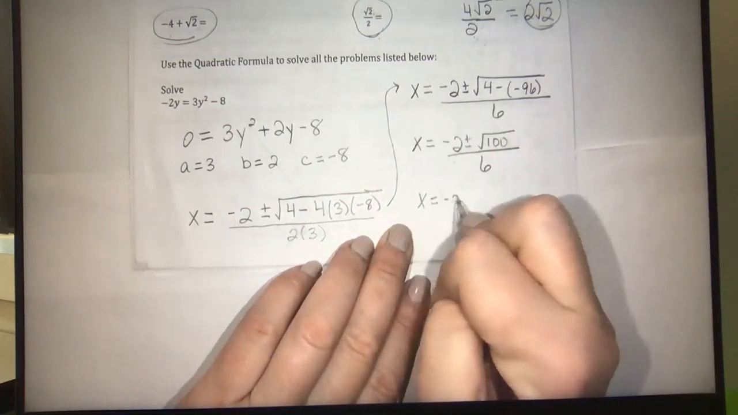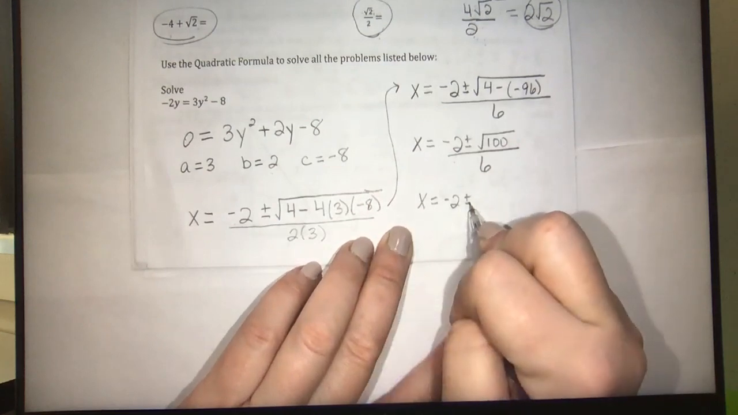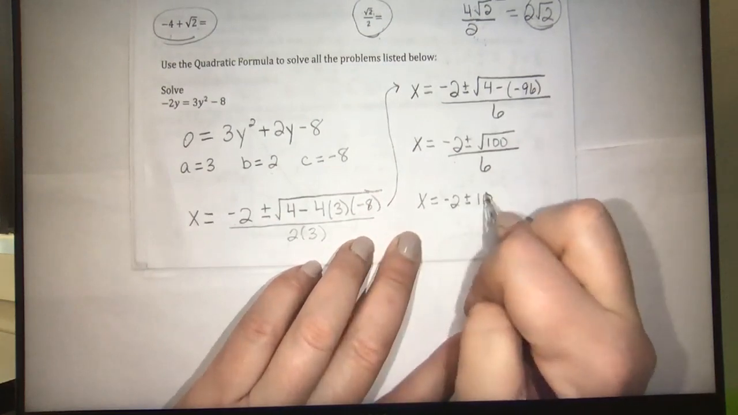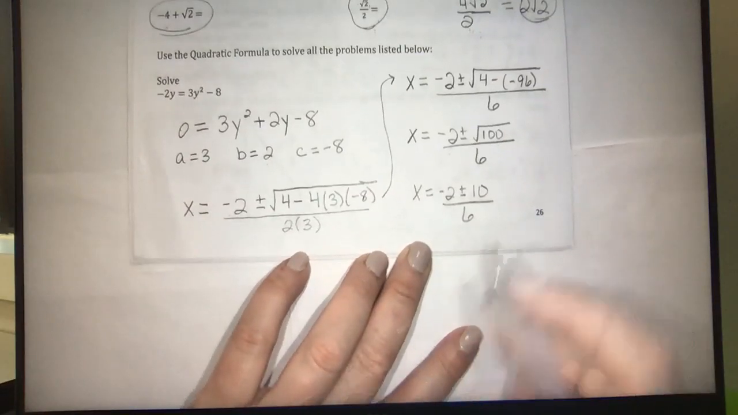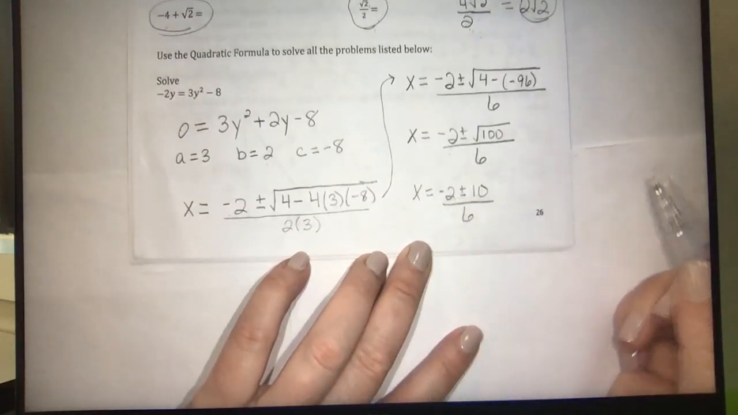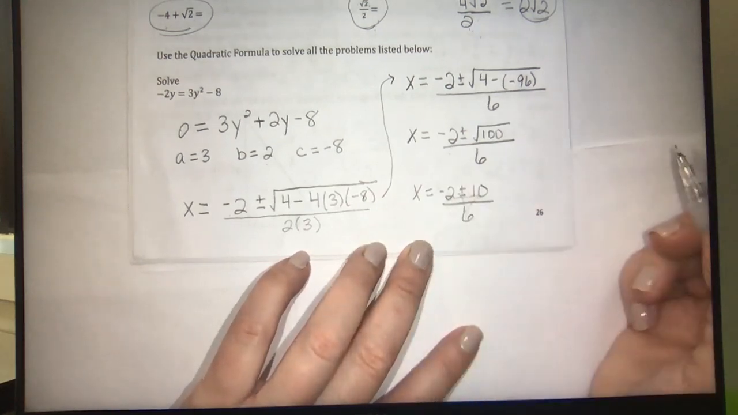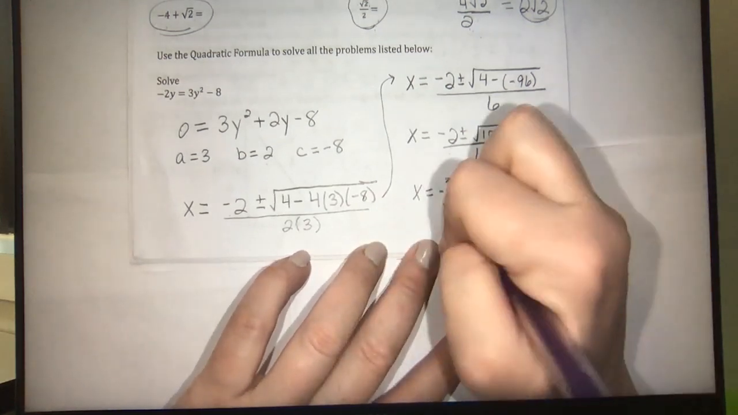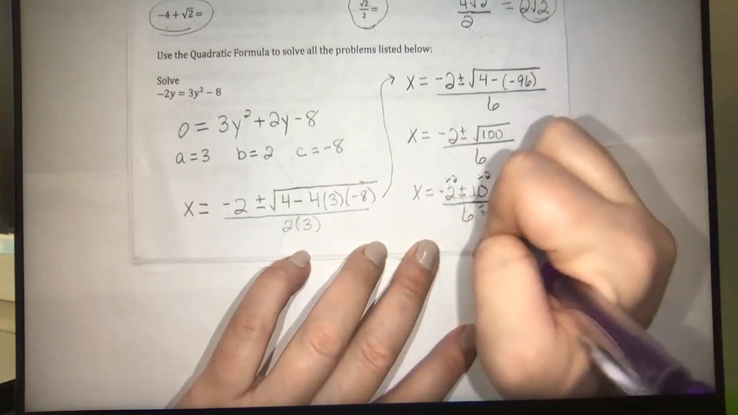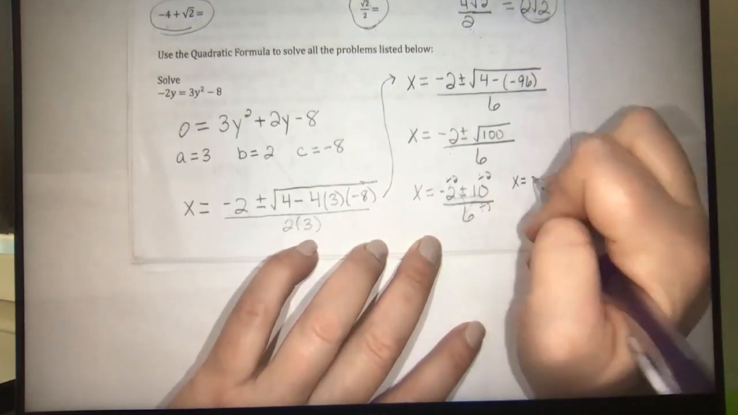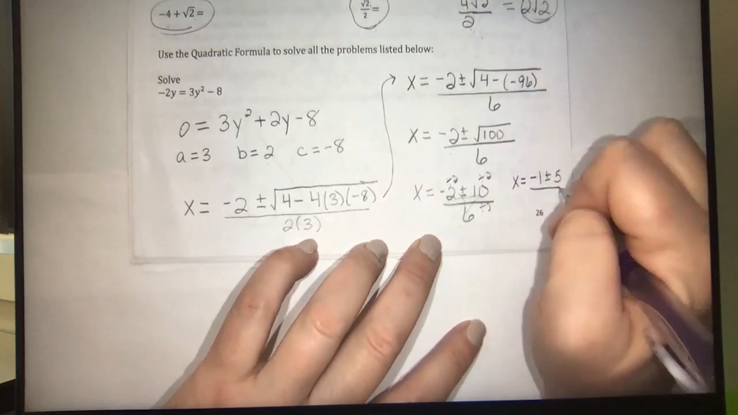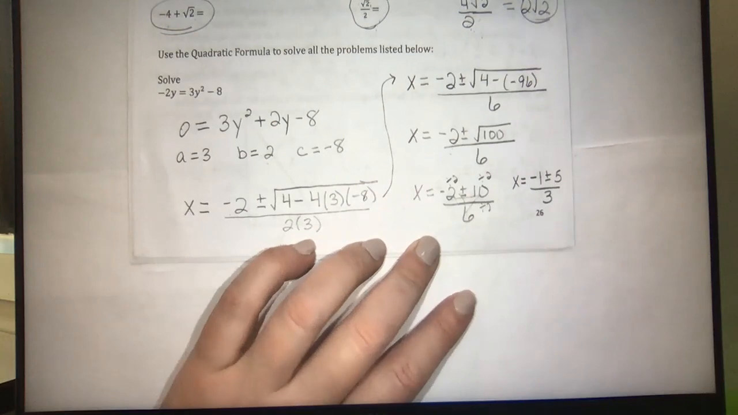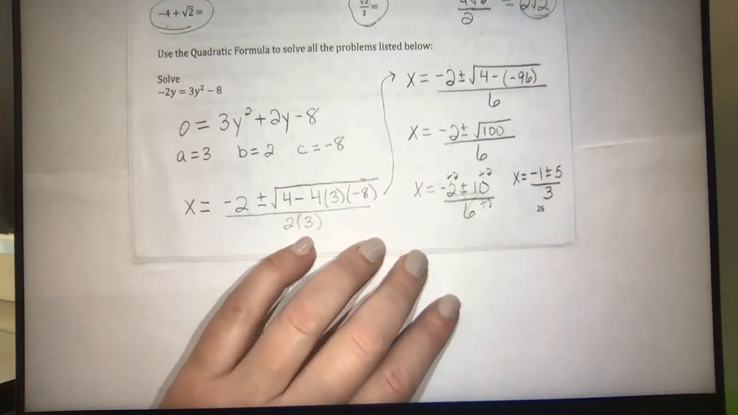Okay, here we go. I can reduce that radical. What's the square root of 100? 10. Okay, next question I ask is, do I have a triangle? Sure I do. Okay, what can I divide every little piece by? 2. I get x equals -1 plus or minus 5 over 3. Okay, am I done or can I keep going? I can keep going, right?